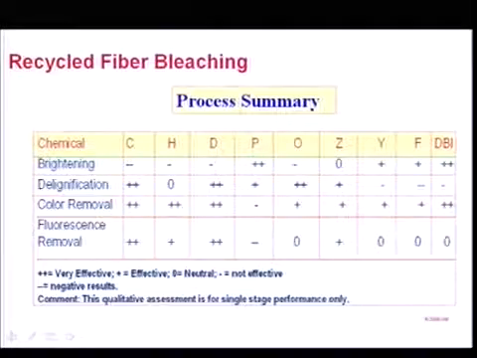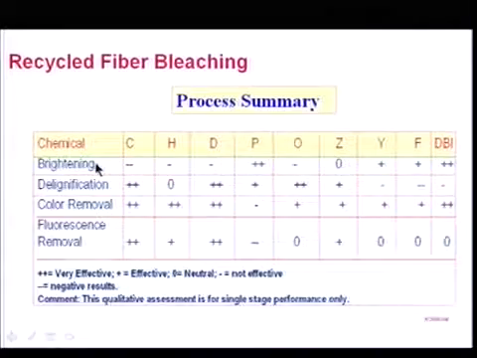This particular table is extremely important for selecting a proper chemical for bleaching your fiber. On the top, I have various chemicals. C is for chlorine, H is for hypochlorite, D for chlorine dioxide, P for peroxide, O for oxygen, Z for ozone, Y for hydrosulfite, F for formamidine sulfinic acid, DBI for direct borohydride injection process.